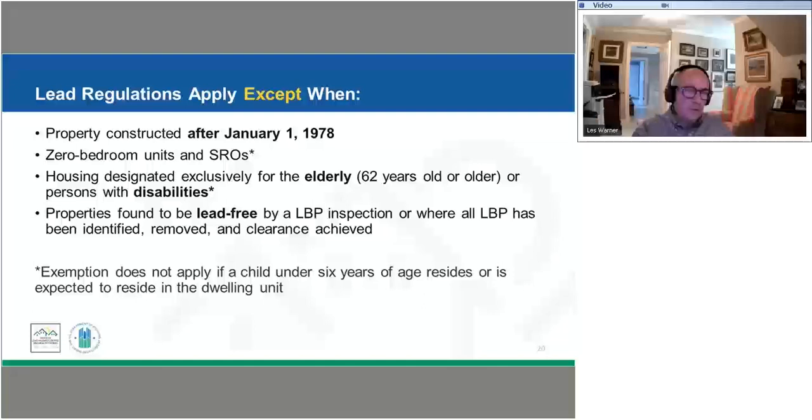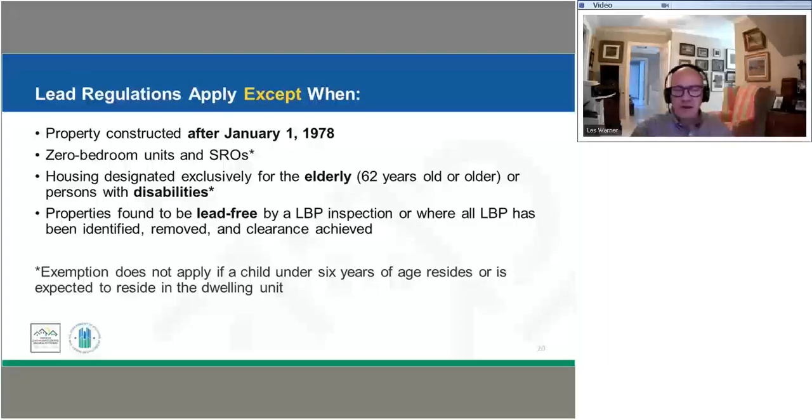Also exempted would be where we have zero-bedroom units, or what we call single-room occupancy units. And I think the thought here is because they are zero-bedroom units, we're not really expecting to have children occupying those units. But, and you'll notice there's an asterisk here, if we have a zero-bedroom unit or SRO, but we have a child under 6 years old that is residing in that unit or is expected to reside.